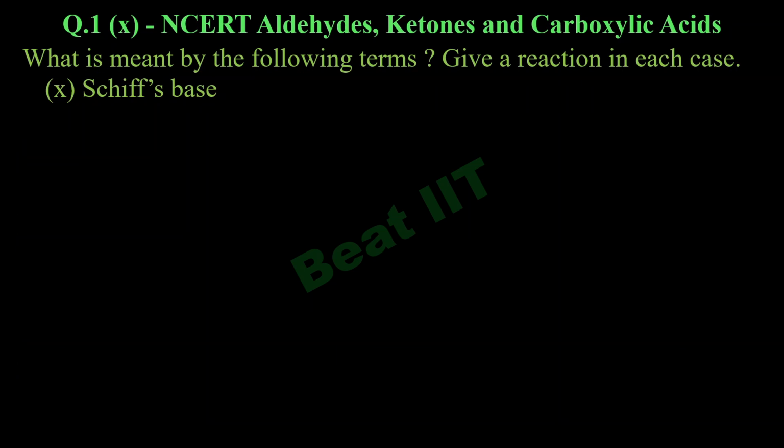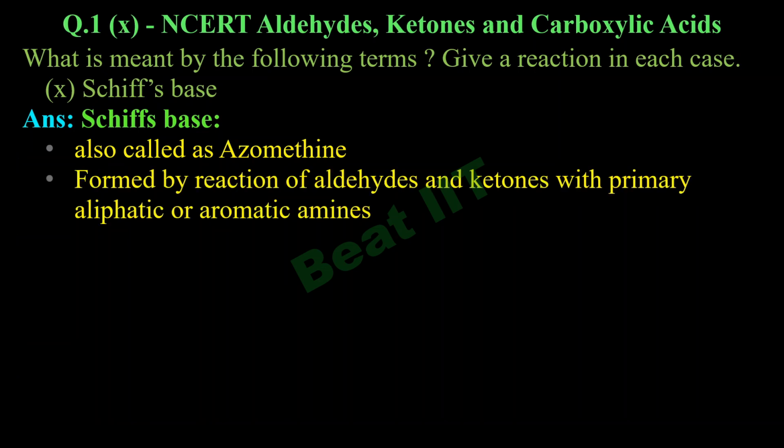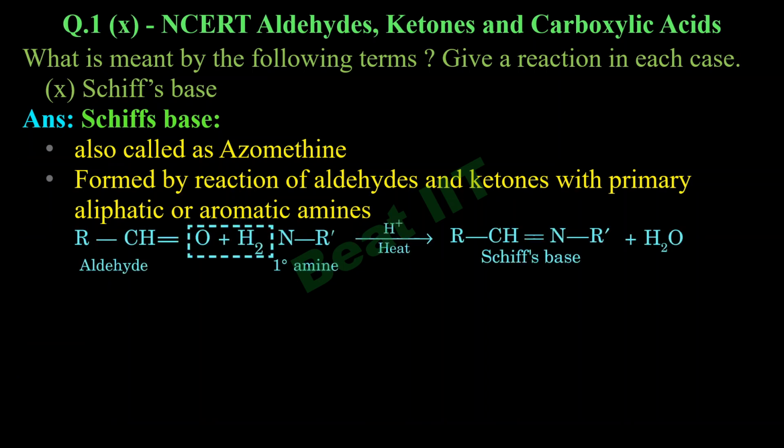Schiff's base, also called as azomethine, another name, formed by reaction of aldehyde or ketone with primary aliphatic or aromatic amines. This is the reaction. Okay, so if you see here, this is the carbonyl group. I have taken aldehyde here. I get it reacted with primary amine. So dehydration takes place. H2O goes away and we get a bond between this carbon and this nitrogen. So this is called Schiff's base.